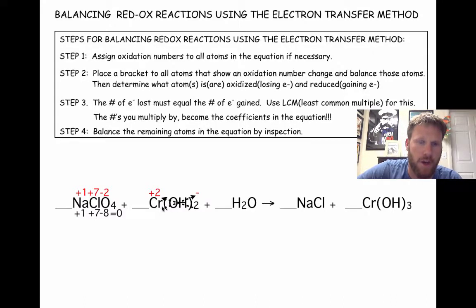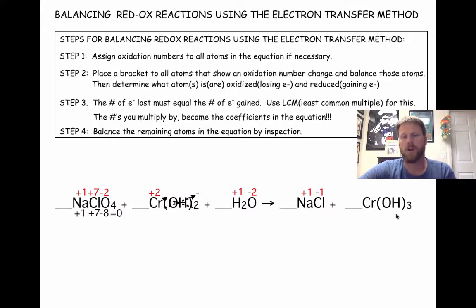Oxygen in Cr(OH)2 would be -2, hydrogen would be +1. Hydrogen is also +1 in water, and oxygen is -2 in water. In NaCl, you only have 2 elements, so you can just look at what group they're in on the periodic table. Sodium is in group 1, so it has a +1 oxidation state. Chlorine is in group 7, so it has a -1 oxidation state.